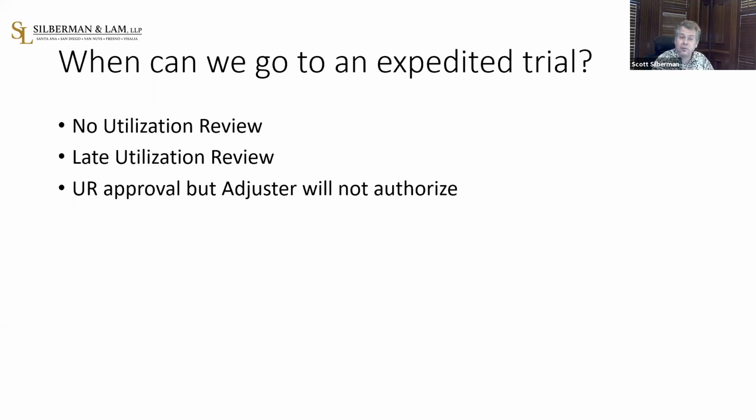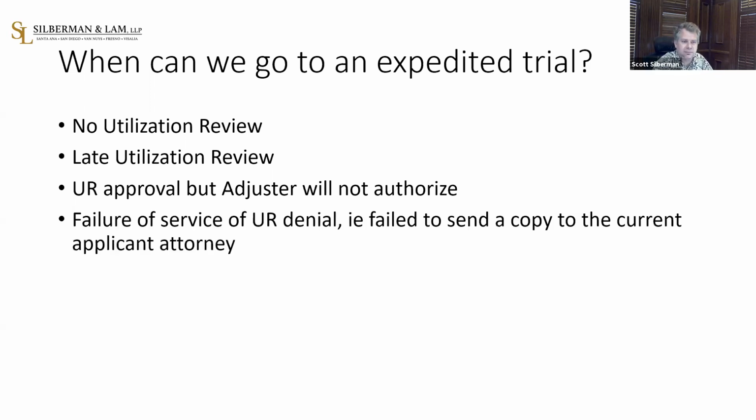Now, this is what we see occasionally: a UR approval, utilization review approval, but the adjuster refuses to authorize. There can be a number of reasons. The adjuster says they think the utilization approval was wrong. The adjuster is disputing a body part, but if they're disputing a body part and they got a utilization review approval, there are some cases that say they need to approve it since they submitted it to UR. So that's another time we can go to an expedited trial.